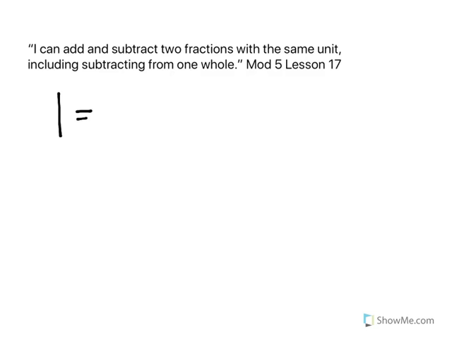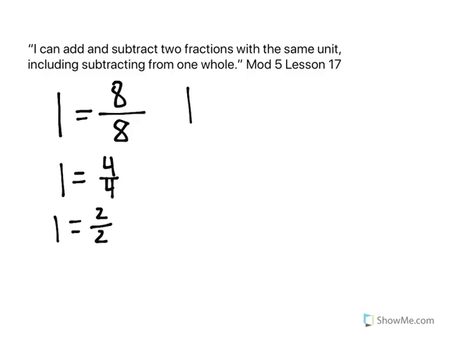So remember, one whole just means I have the same amount of pieces as my pieces total. Okay, so one whole could be represented as 8/8, could also be represented as 4/4. It could be represented as 2 halves. It could be represented as 12ths, so 12/12.